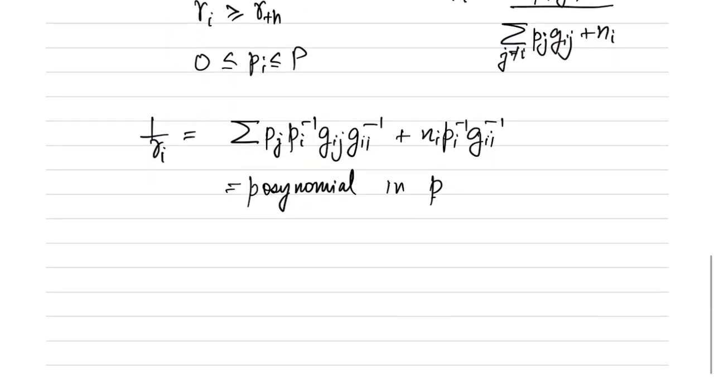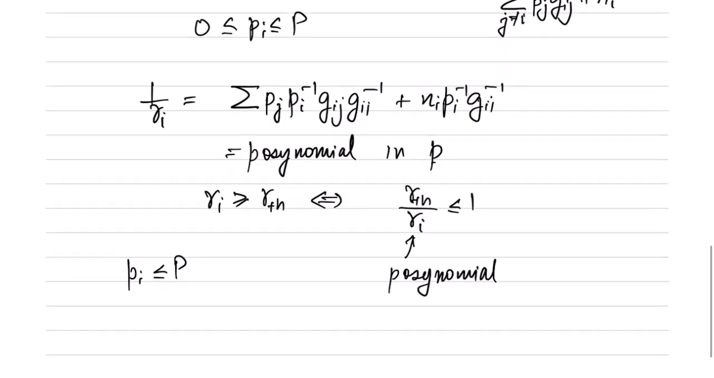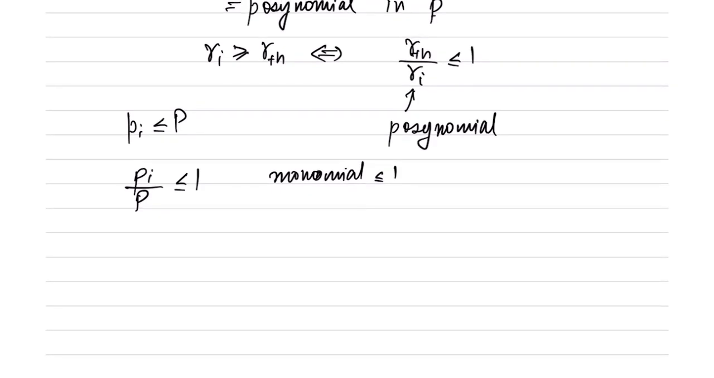Therefore the constraint of the form gamma i greater than or equal to gamma TH can be written as gamma TH divided by gamma i is less than or equal to 1, and this is a polynomial. So we have the polynomial less than or equal to 1 constraint. Likewise, the constraint Pi less than or equal to P is obvious, because Pi by capital P less than or equal to 1 is a monomial constraint. So monomial less than or equal to 1 is always allowed, because a monomial is a default polynomial.